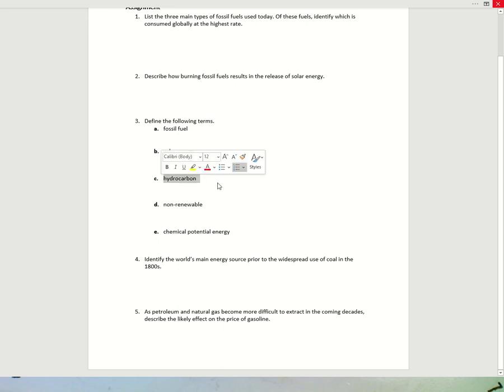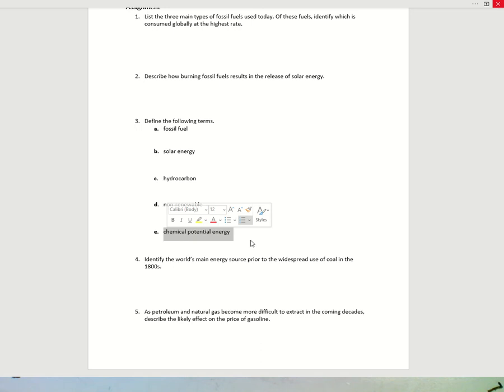A hydrocarbon is hydrogen and carbon bonded together, and we'll talk a little bit more about that today. Non-renewable means that we can't make more of it within a human lifetime. And chemical potential energy is just the energy stored in chemicals. So that's the energy in food we eat, that's the energy in fuel that we use in our vehicles. That would all be chemical potential energy.